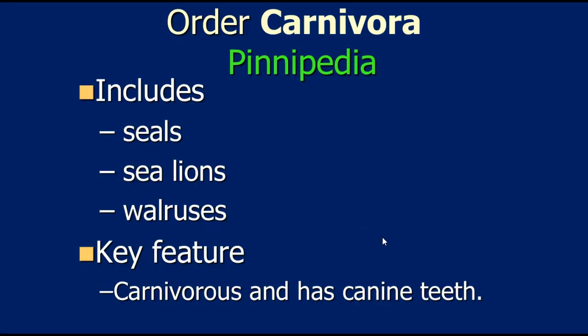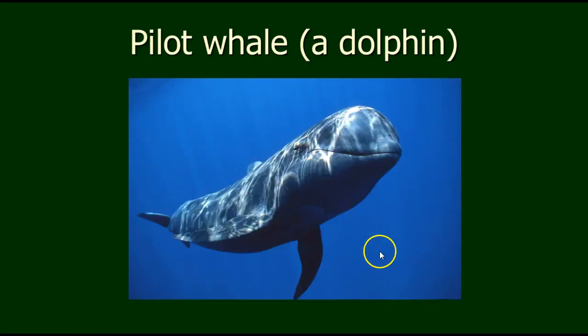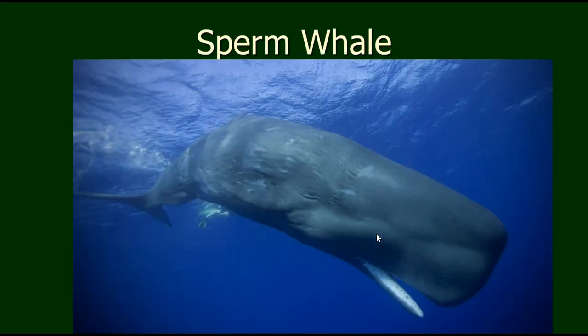And then we have order Carnivora. And these are what we call our pinnipeds. So these are seals, walrus, sea lions. And the key feature here is that they are carnivorous and they have canine teeth. Now, things like dogs belong to this group, order Carnivora. Things like wolves, tigers, lions, bears. So bears and seals and lions are all related to each other because they have canine teeth. Something like a sperm whale or a dolphin or a killer whale, they have teeth, but they don't have canine teeth.